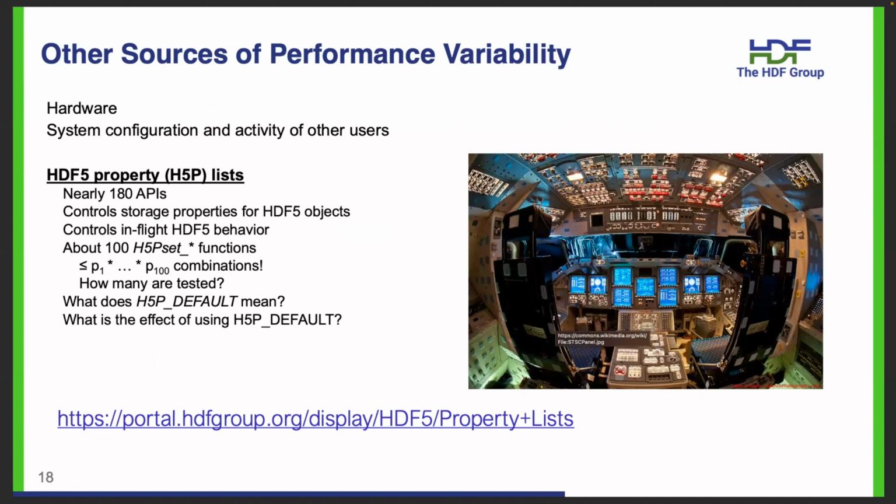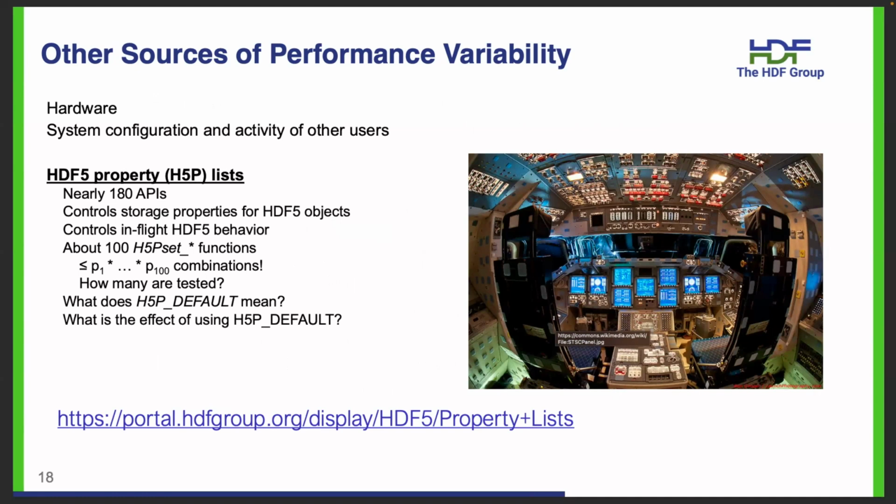As was mentioned a lot, the H5P list is large. It's over 180 APIs. And basically it's used, for the most part, for the in-flight HDF5 behavior. So it's about how data goes from the memory, how it gets back to disk, and some of the behavior that it performs to do that. And if you look at the combination of those, of course, it's huge. How do you test all those combinations?